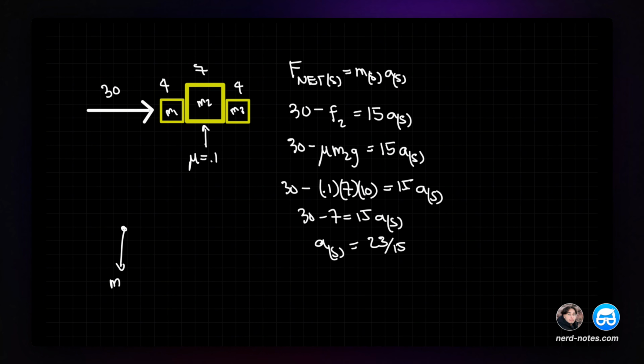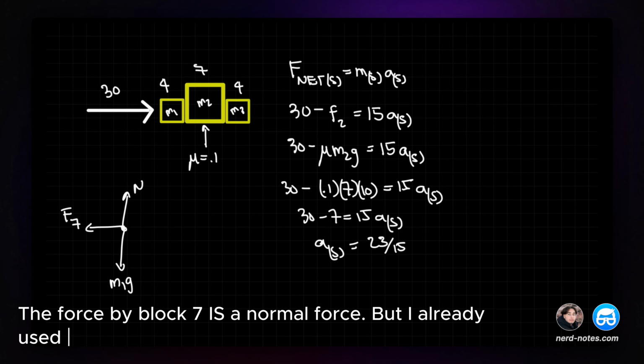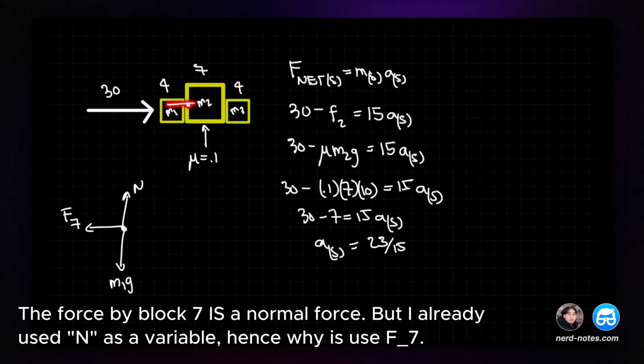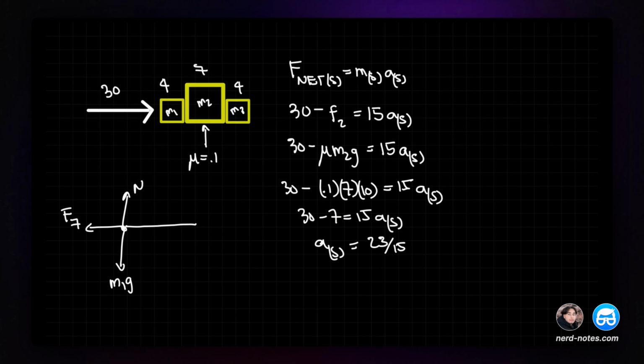Let's do M1g, the normal force that balances it out from the floor. And then we have the force by block 7. Let's just call it F7 for right now. So this is the force from block 7 pushing back on it. And we know that that force has to be less than the force pushing against it, which is that 30 newton force. Why? Because we know that this M1 block is still accelerating to the right. And so there we go, there's our FBD.